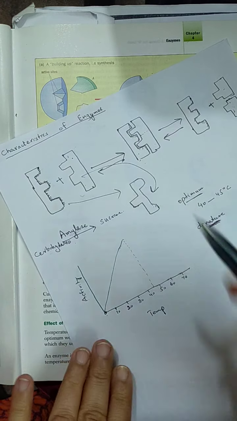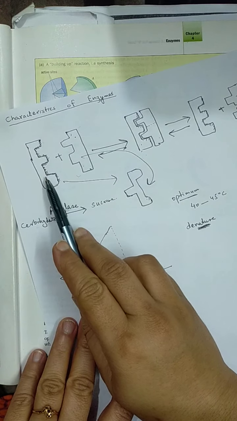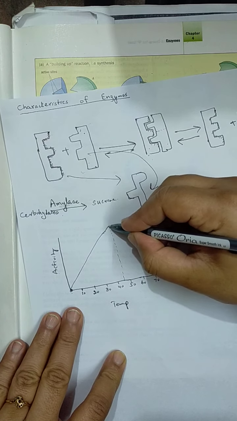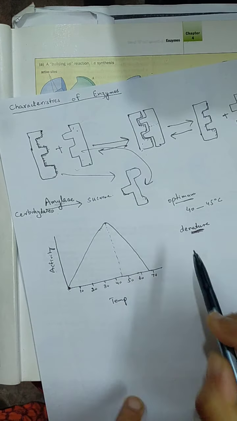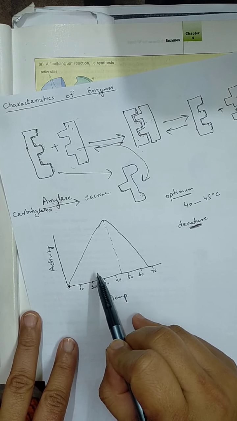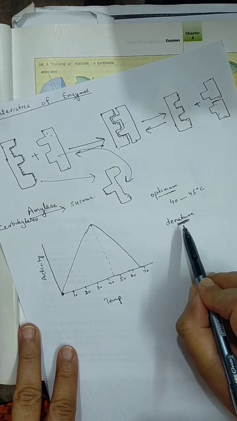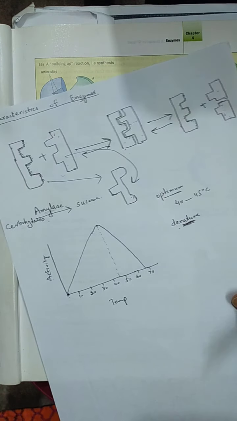So what happened? By increasing temperature, the three-dimensional structure of the enzyme will become distorted. Okay, so enzyme activity will decrease and it will come to 0. And if we decrease the temperature, then this cannot be reversed. Once an enzyme is denatured, it is denatured for all time, or it will permanently become denatured.